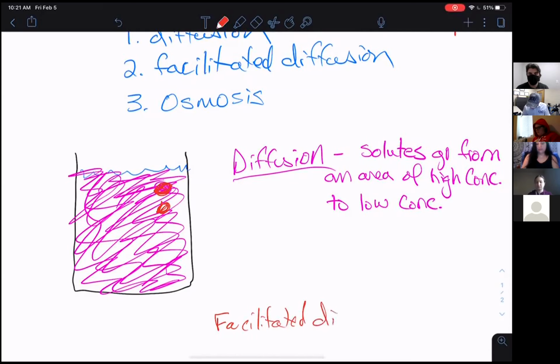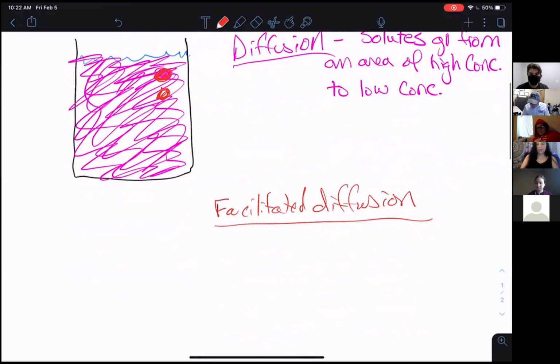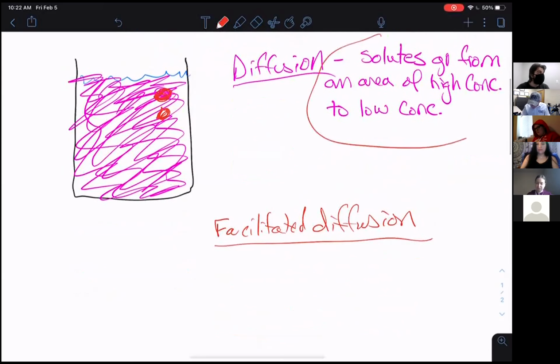So facilitated diffusion. So diffusion is in the word, right? So we got diffusion in the word. So this definition up here is going to work down here too for part of it. There's a little extra to it, but let's go ahead and put that in there just for fun.